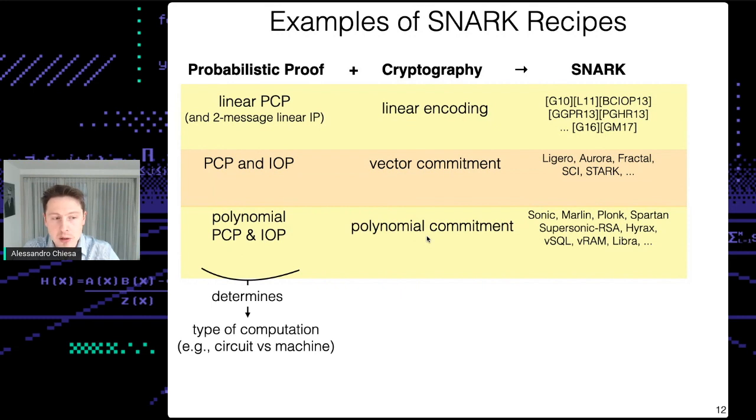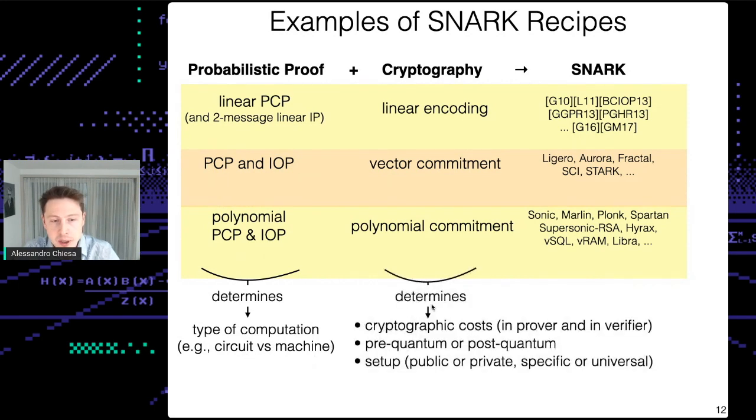The key point of all of these recipes is that the probabilistic proof is the one that determines the type of computation you support, whether it's circuits or machine or whatnot. And the cryptography is the thing that determines the cryptographic costs in prover time and in verifier time, whether the construction in the end is pre-quantum or post-quantum, and what kind of setup do you have, whether it's transparent, private, or it is specific or universal. So it comes from the cryptography.